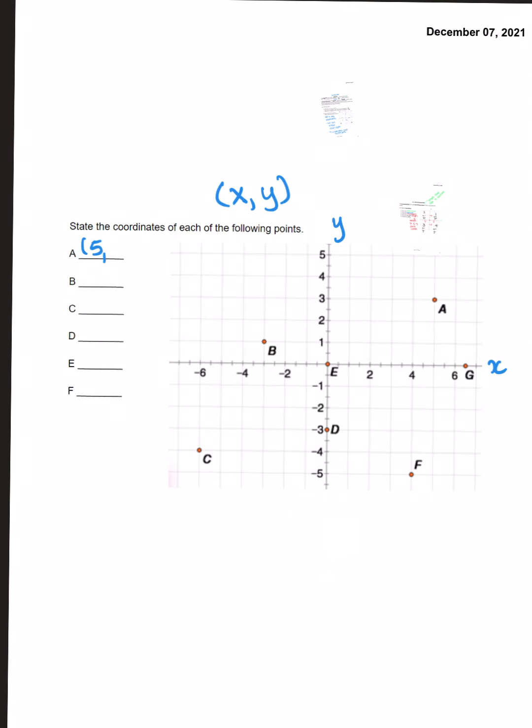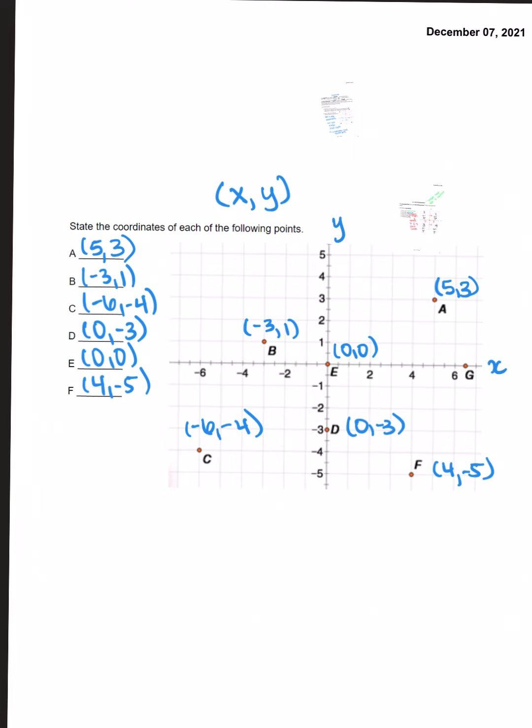My Y point now is going to go from here all the way over. I have to see how many we went up. We went up 3. So my coordinate here is 5 and 3, and I can double check this. If I start at 0 and I go over 5 and then up 1, 2, 3, I'm touching my point. Okay. I want you to pause this and I want you to try to do B, C, E, F, and G, please.